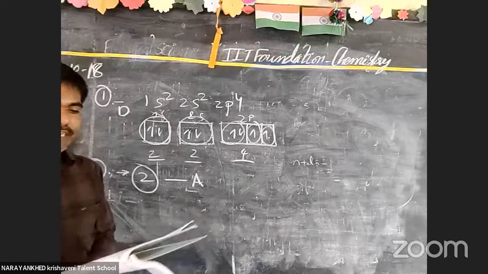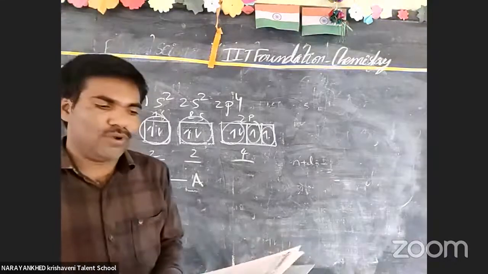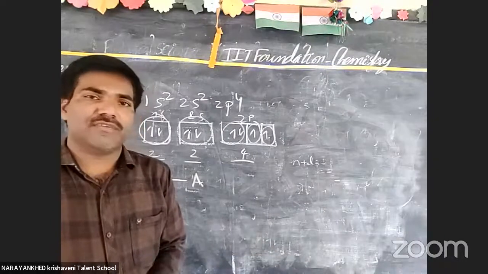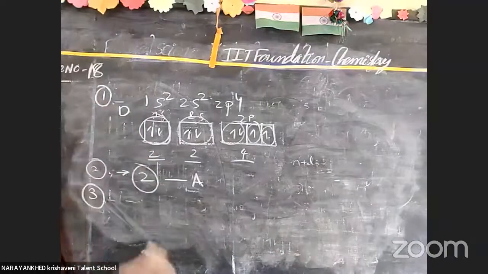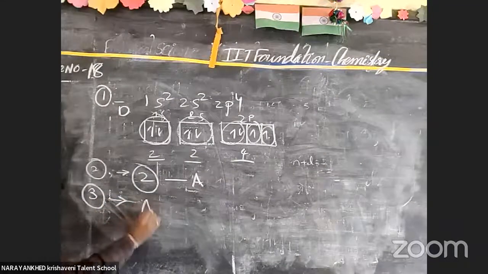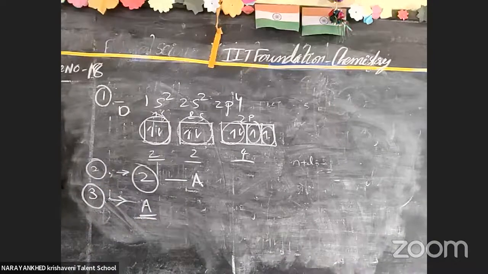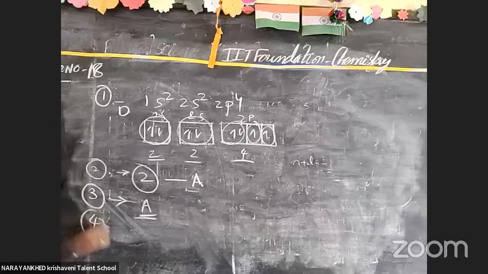The filling of degenerate orbitals by electrons is governed by which rule? That is what we discussed today. Filling of electrons in degenerate orbitals. Is it what? Hund's rule. Hund's rule. This is what we discussed now. Hund's rule it is. Fourth question answer.